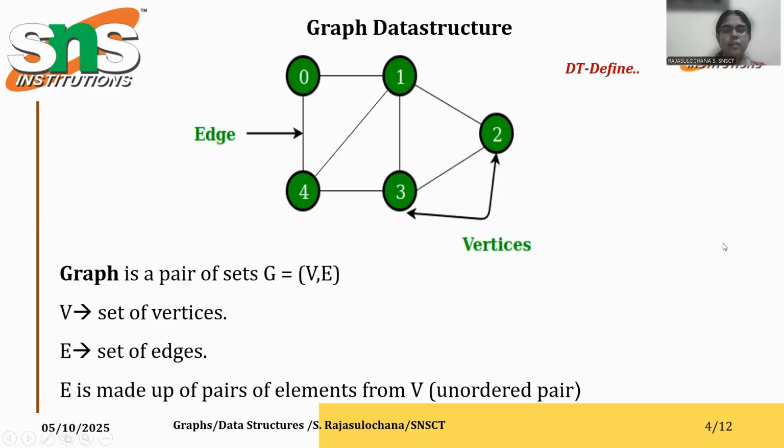Now look at the definition of graph data structure. A graph is a pair of sets which contains vertices and edges. Here V represents the vertices and E represents the edges. So in this graph, 0, 1, 2, 3, 4 are the vertices, and the lines between the vertices are considered as edges. An edge is made of a pair of vertices. We can define an edge in that way. Now 0, comma 1 is an edge, 0, comma 4 is an edge, and likewise.